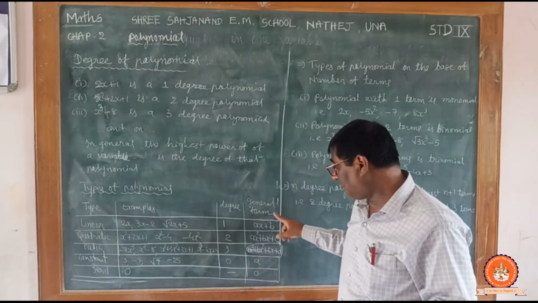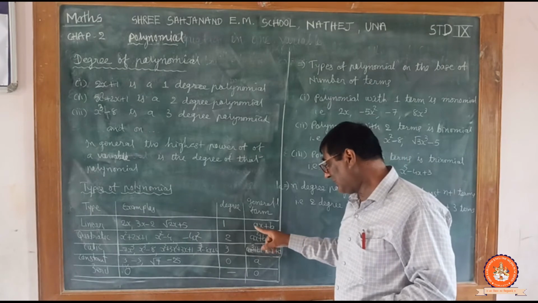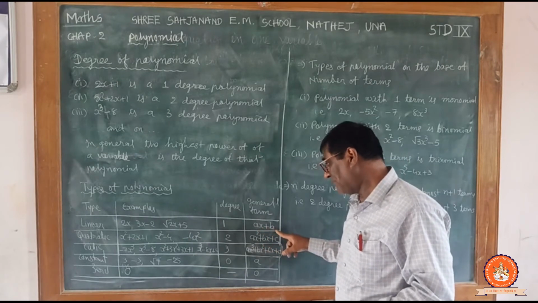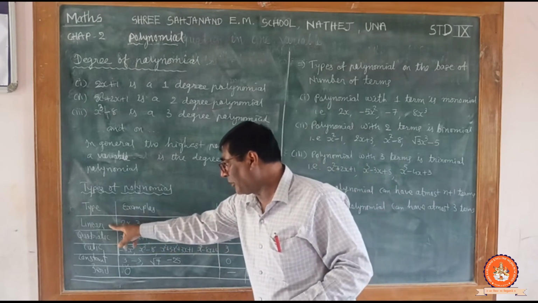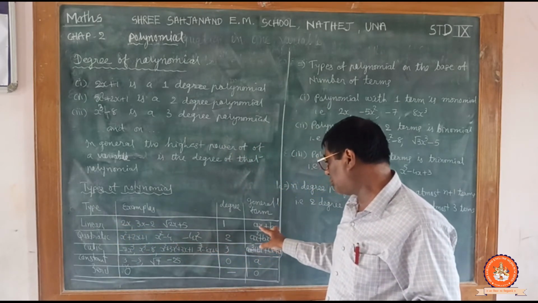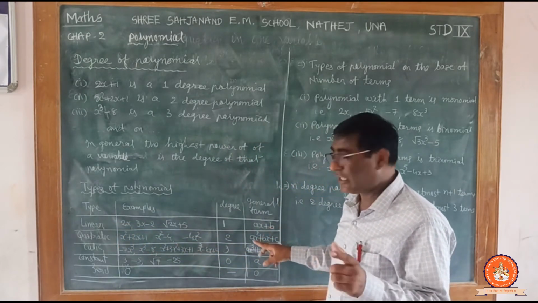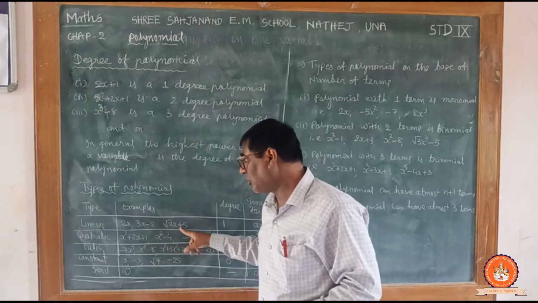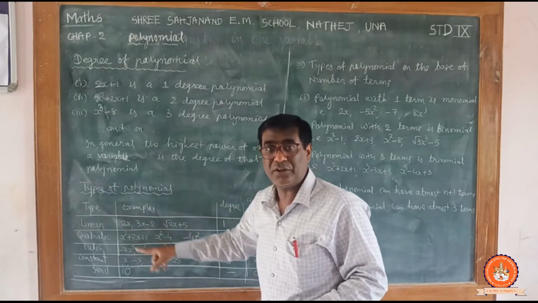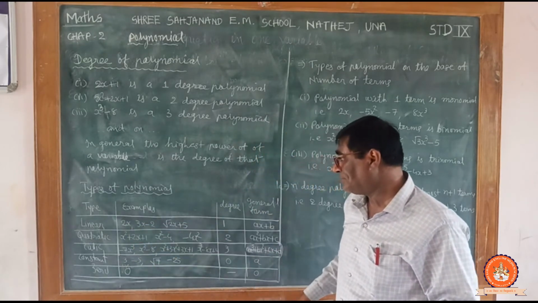Now look at the general form. General form is ax plus b. So we can say that a linear polynomial can have at most 2 terms. ज़्यादा से ज़्यादा 2 टर्म हो सकते हैं. ये दो टर्म वाली पॉलिनोमियल हो सकती है या एक टर्म वाली पॉलिनोमियल हो सकती है.